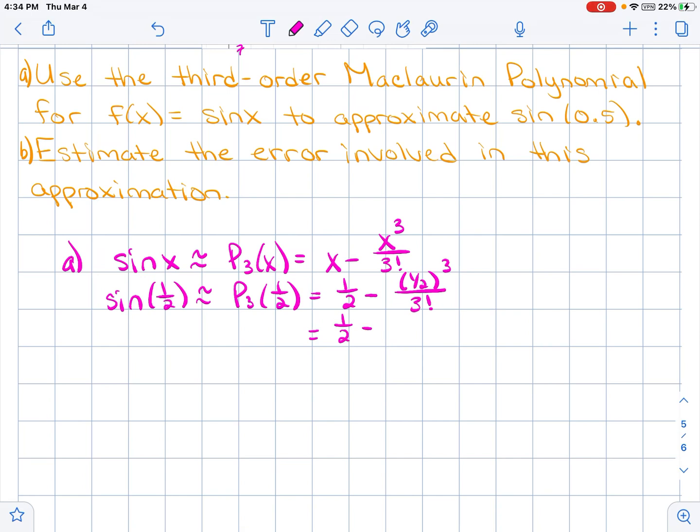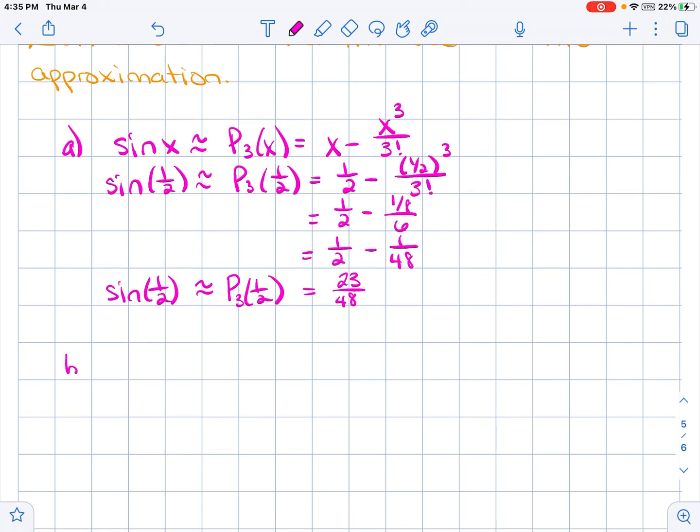All right, let's simplify this a little bit. 1/2 cubed is 1/8. 3 factorial is 6. 1/2 minus 1 over 48. Getting a common denominator, this would be 23 over 48. So our third order polynomial gave us a value of 23 over 48, which is approximately the same as the sine of 1/2. But we're off. That's not the exact value of the sine of 1/2. So what we're going to do now is try to figure out, okay, we think it's 23 over 48 plus or minus a little bit. So let's go see if we can find that little bit.